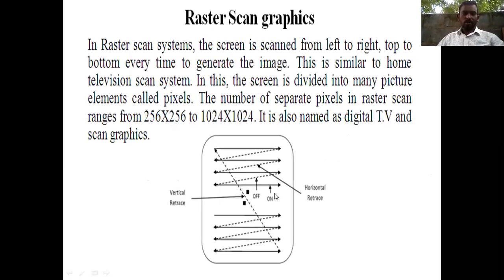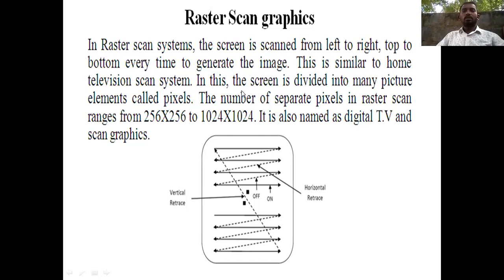Next is raster scan graphics. In the raster scan system, the screen is scanned from left to right, top to bottom, every time to generate the image. This is similar to the home television. The television screen is the best example for a raster scan system.